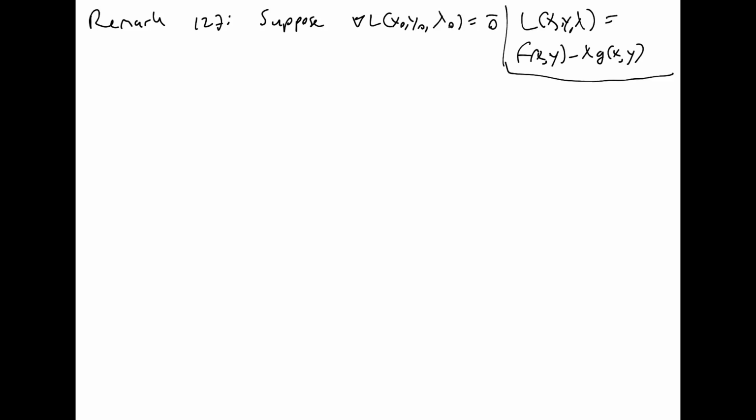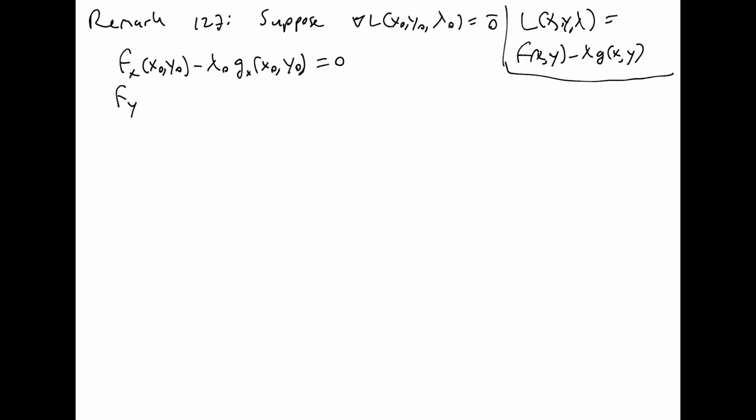Then if you plug this in, what is the gradient of the Lagrangian? That's the partial derivatives with respect to x, y, and lambda. So if we take the partial derivative with respect to x, we get the first equation, right. That's the partial derivative of the Lagrangian in the x direction, which has to be 0 because that's the first coordinate of the zero vector. So this has to be 0.